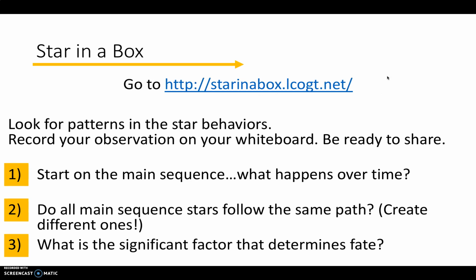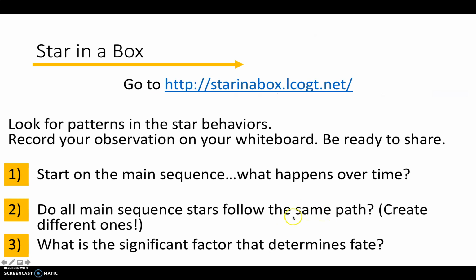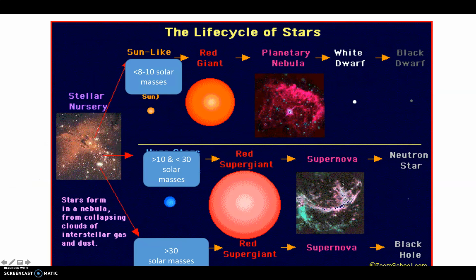So you checked out Star in a Box already. You saw some really excellent observations about how the mass influences a star's fate, about what happens to the star's path as it travels, and what happens over time. You've shared this, we've gone through it, and you've noticed that the mass of a star is really, really important. So less than 8 to 10 solar masses is going to be something kind of like our sun, and we'll get into the path of exactly what is happening here.